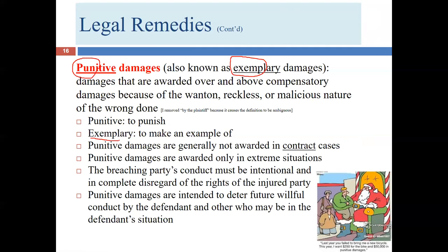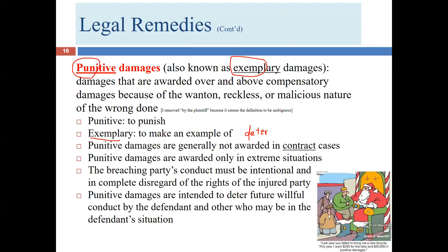Again, this is actually the French exemple, which means example in French. They spell a little bit differently, but it's basically the same word. So when you have exemplary damages, you're making an example of somebody. It's a little bit different focus. This is more upon emphasizing deterrence. The goal here is to deter versus punish.